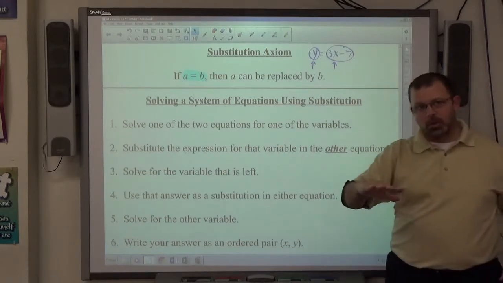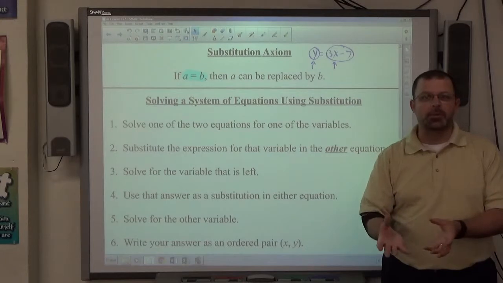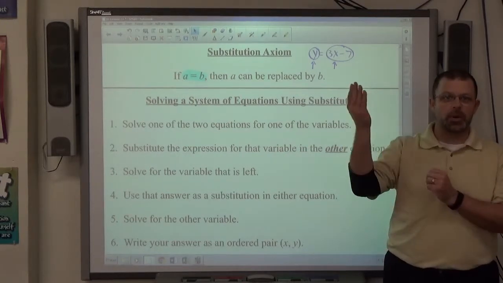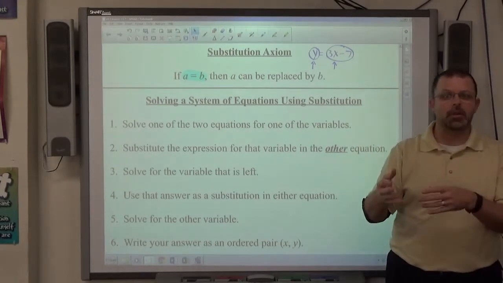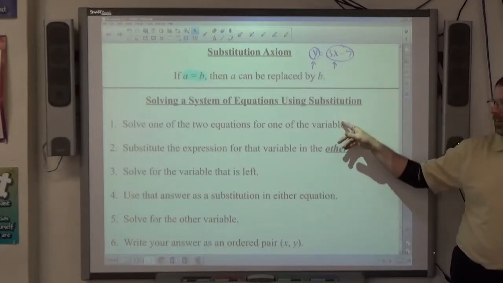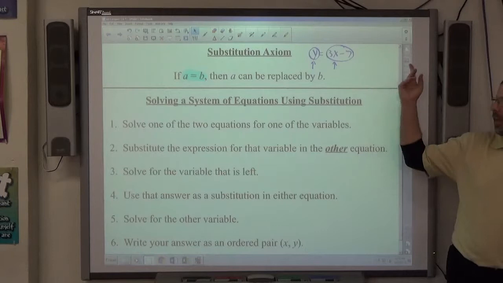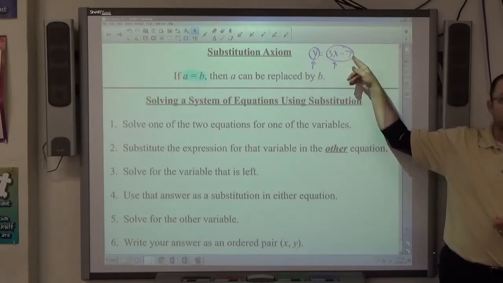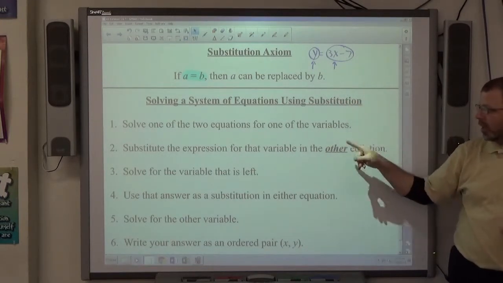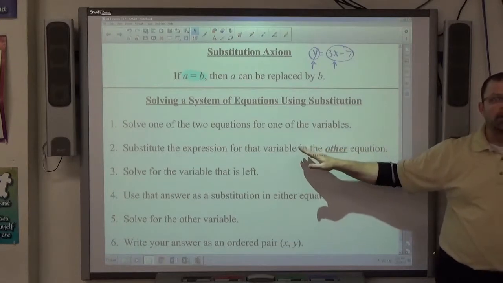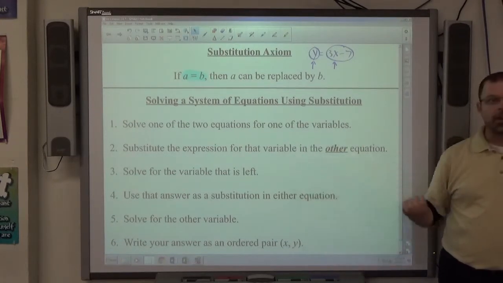If the bottom equation says y equals everything else, substitute into the top equation. If the top equation says x equals everything else, substitute in the bottom equation. Whichever equation is the solved one, substitute that information into the other one. Wherever you see y, change it to 3x minus 7, or whatever it is. Once you've done that, you've only got one variable, so solve that equation.